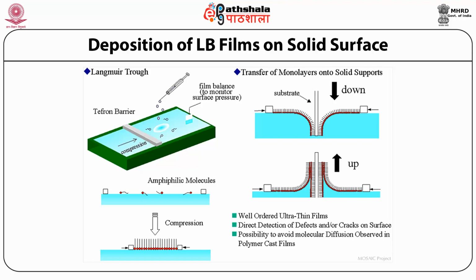After this is formed, now we can deposit it on a hydrophobic surface. So when we see these figures on the right hand side, you can see that we have a vertical substrate which we dip inside the water. When we dip it inside, as the surface is hydrophobic, the hydrophobic tails of the surfactant will stick to this substrate in this fashion, and they will just get deposited on the solid surface.